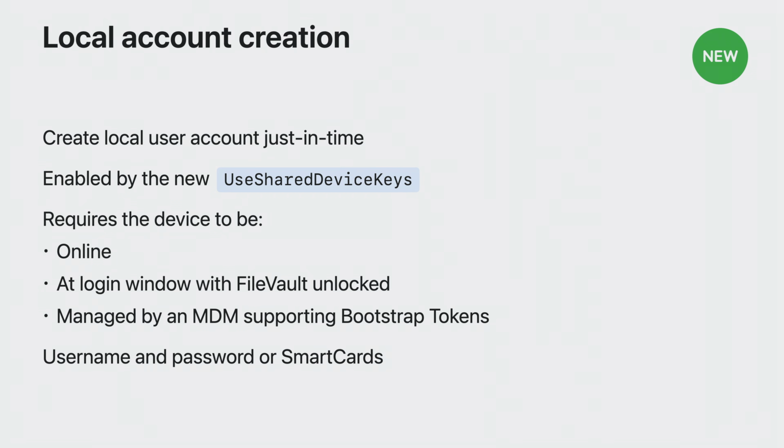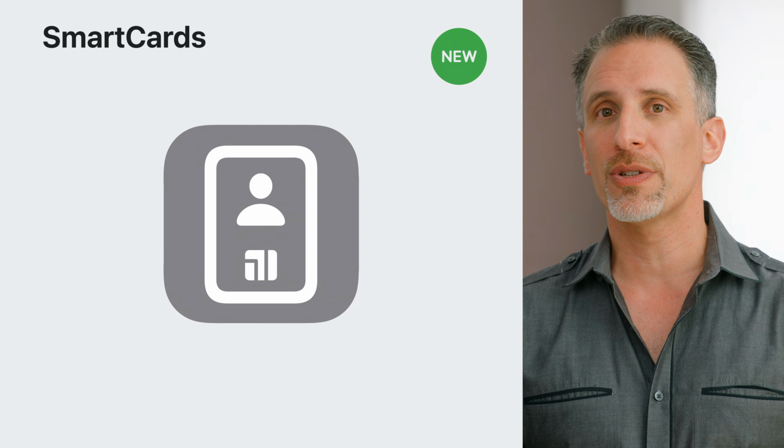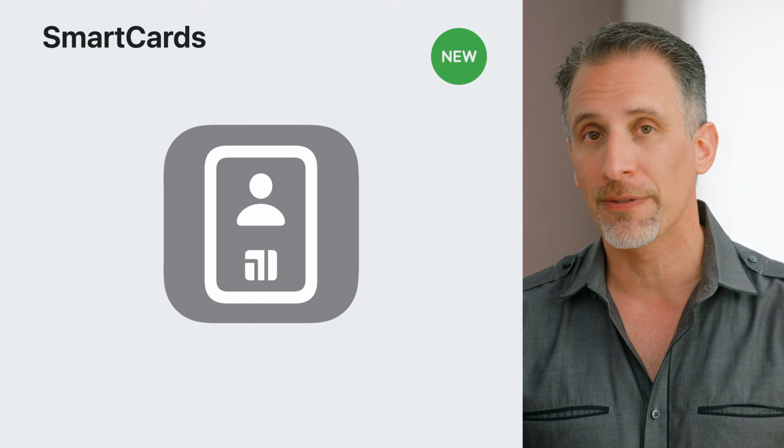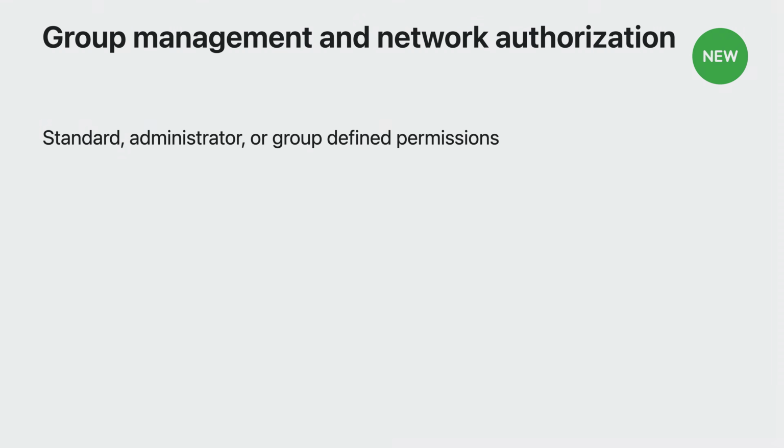If all these conditions are met, users can use their identity provider username and password or smart card to create an account. With this new support, smart cards can now be used to authenticate at the login window and screensaver. After authentication, identity provider groups can be used to assign user permissions. The MDM profile can define which access level will be used: standard user permissions, administrator privileges, or permissions defined by the group membership. The same profile can also define how identity provider groups map to local groups on the Mac.